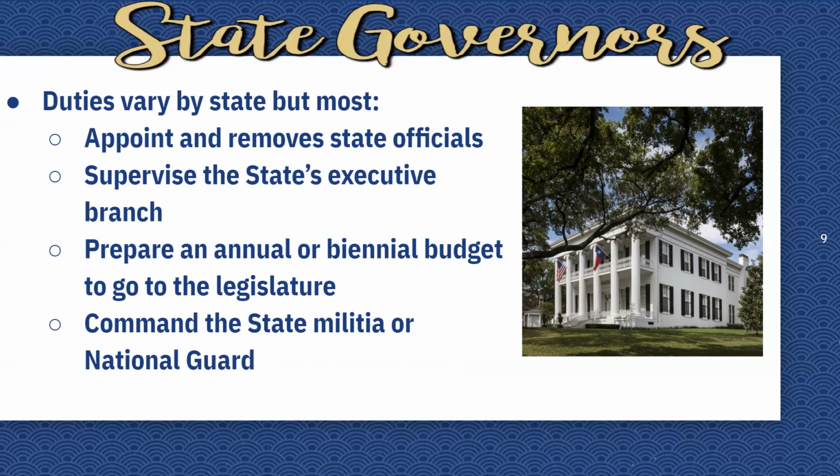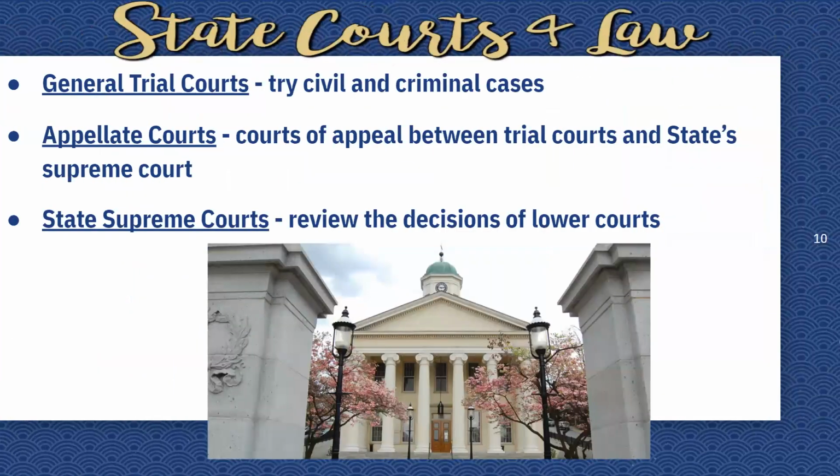And just like at the national level, the president is in charge of the military, the governor is in charge of the state militia, or as it is known today, the National Guard. So again, we have a civilian in charge of a military group, which is a common principle in US government. We have the state courts.